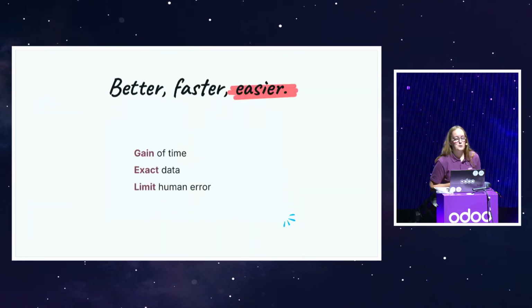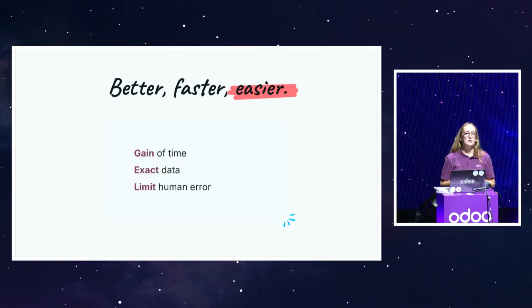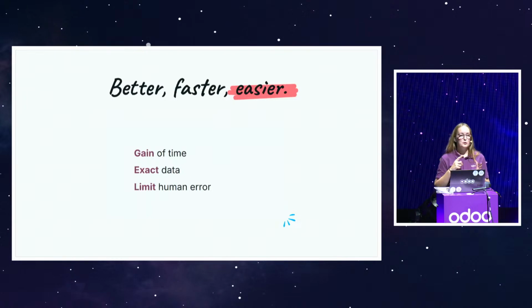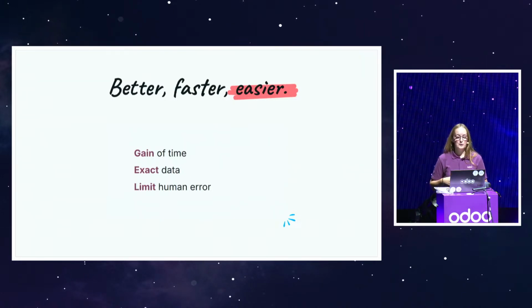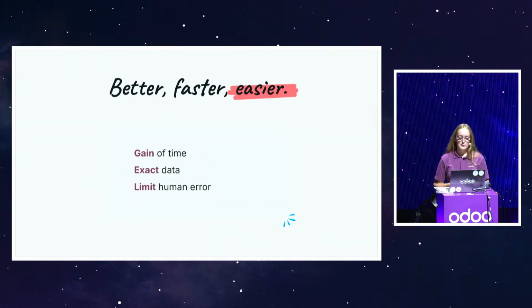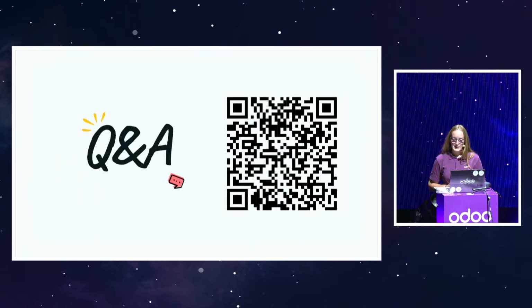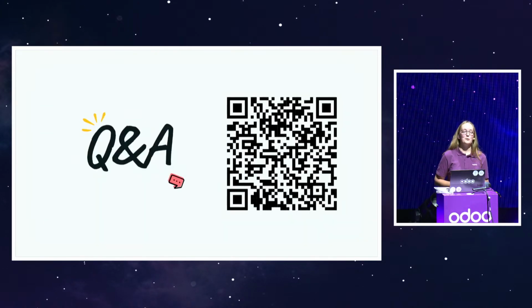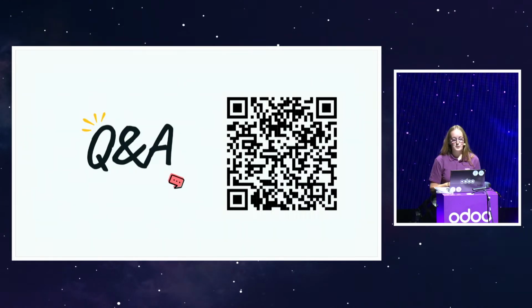So why should you use this amazing feature? You will gain time. You will have exact data because there is no more manual encoding in the system. Everything is automated, and then it will limit the human error. So here it is. Now it's your time to create your product and to raise your productivity.